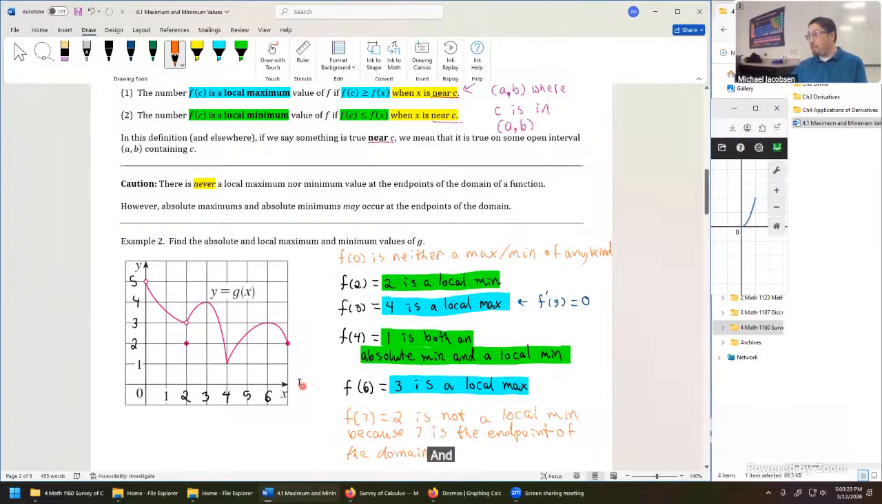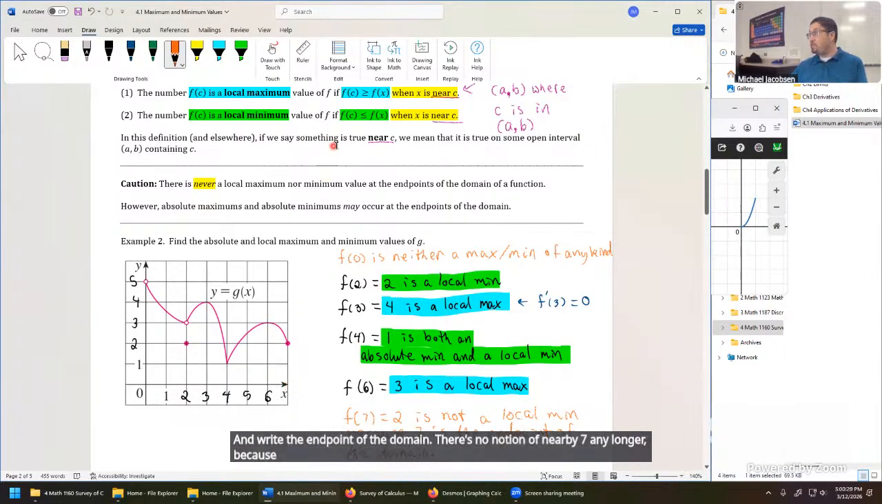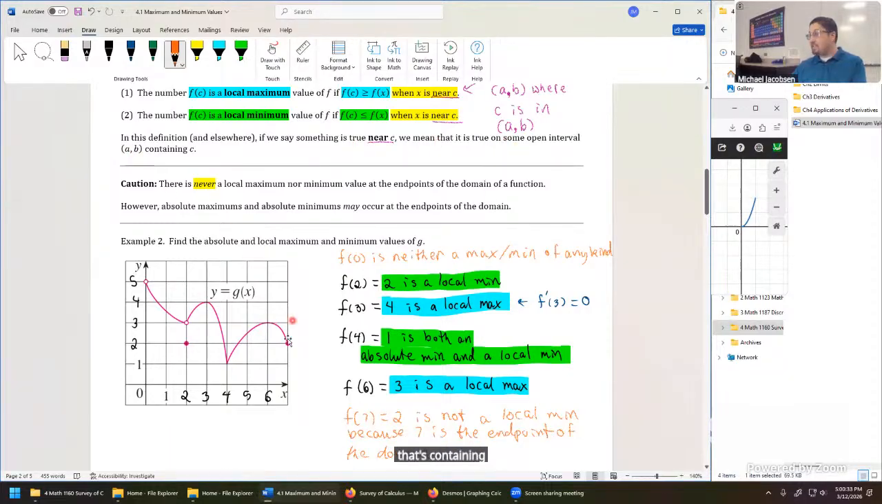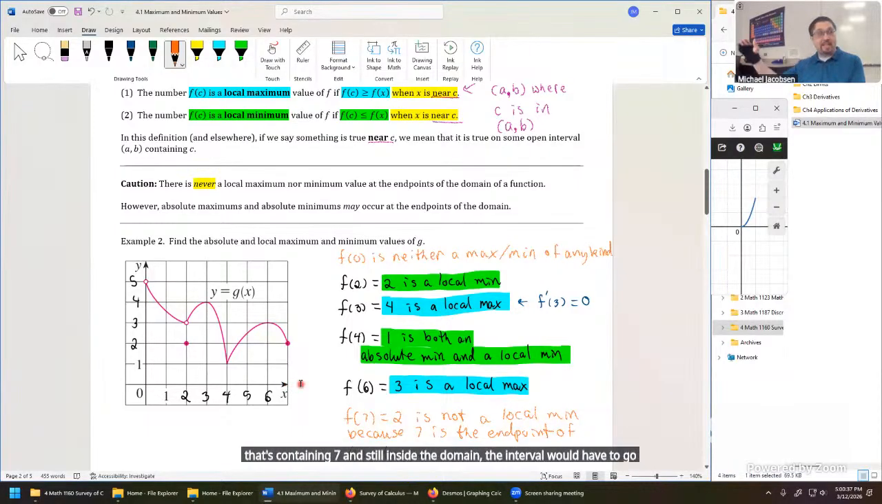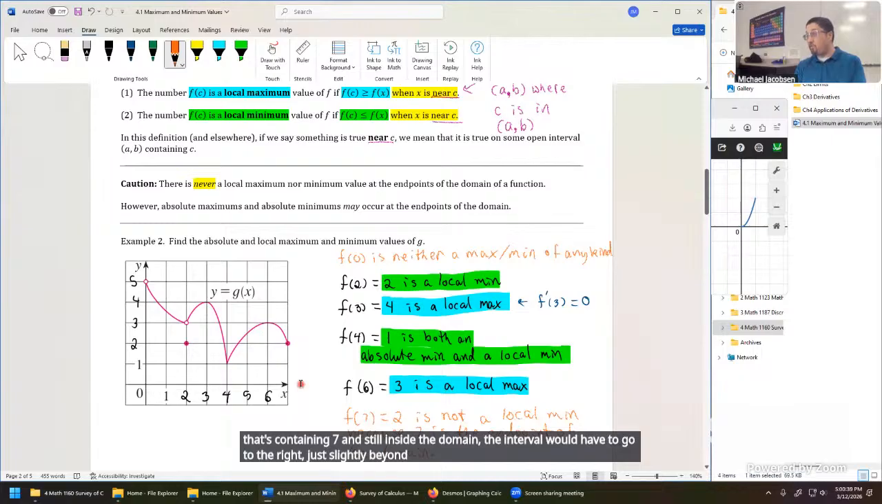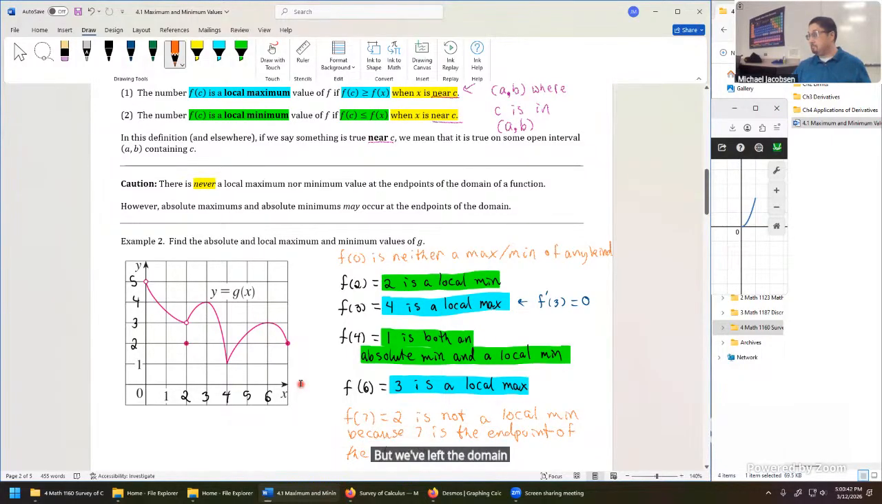And right at the endpoint of the domain, there's no notion of nearby 7 any longer, because now we can't throw in an open interval that's containing 7 and still inside the domain. The interval would have to go to the right, just slightly beyond 7, but we've left the domain at that point. So these are, in my opinion, some really tricky concepts.